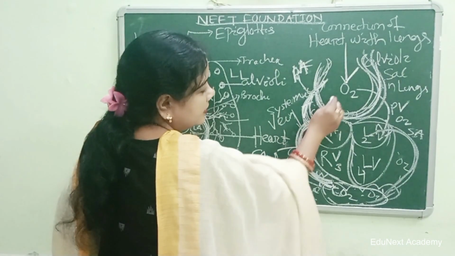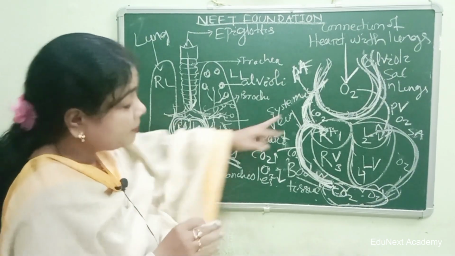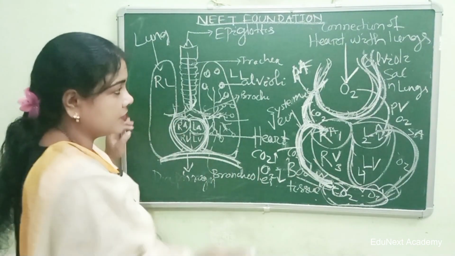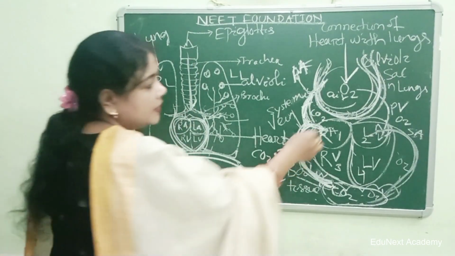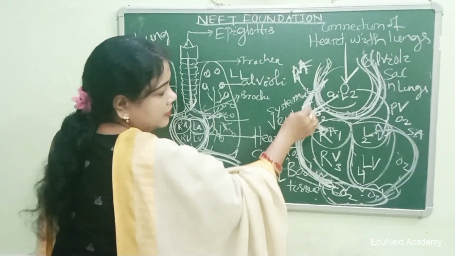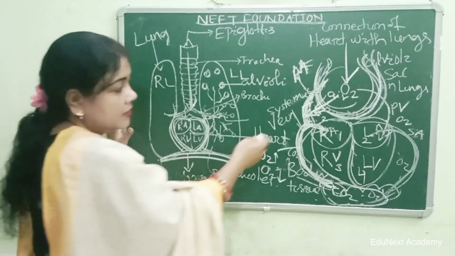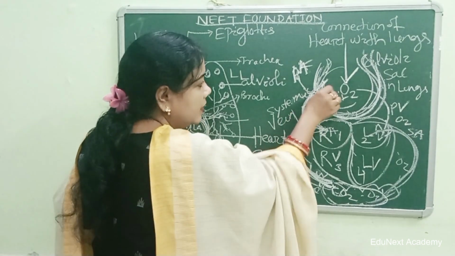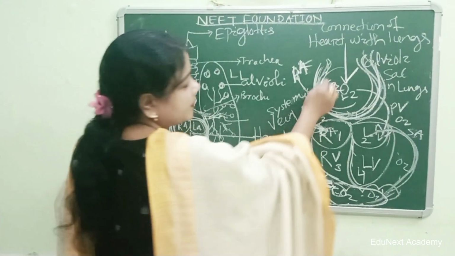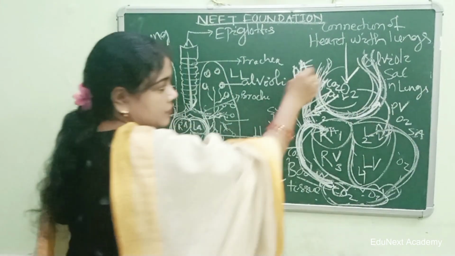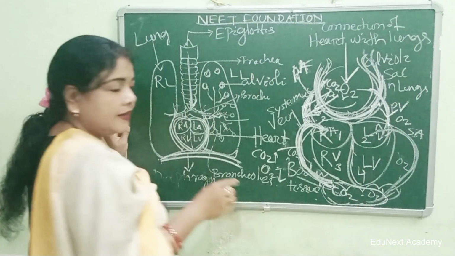What happens? The gas molecules diffuse from higher concentration to lower concentration. That means the air inside the alveoli contains a higher concentration of oxygen, and it diffuses into the pulmonary artery through the wall, and the carbon dioxide from the pulmonary artery diffuses into the alveolar sac. When the blood has circulated through the capillary, it reaches the pulmonary vein.